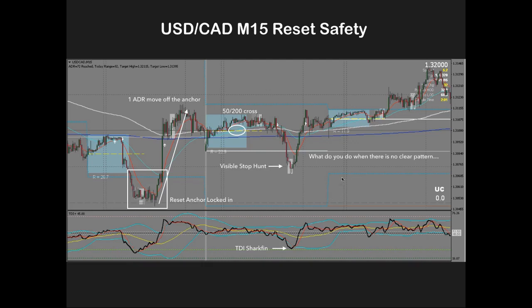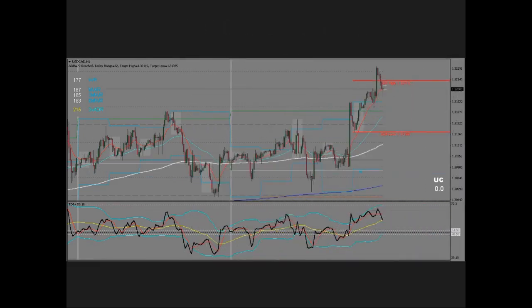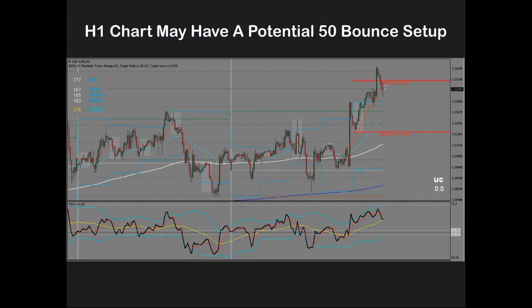All right, so you know, sometimes if you're looking on the M15 chart and you don't have a clear pattern, okay, sometimes it's good to look at the hourly chart and see if there's a potential setup there. Okay, now if you look at the hourly chart in the same time frame or the same area, the H1 chart may have a potential H1 50 bounce setup for you.